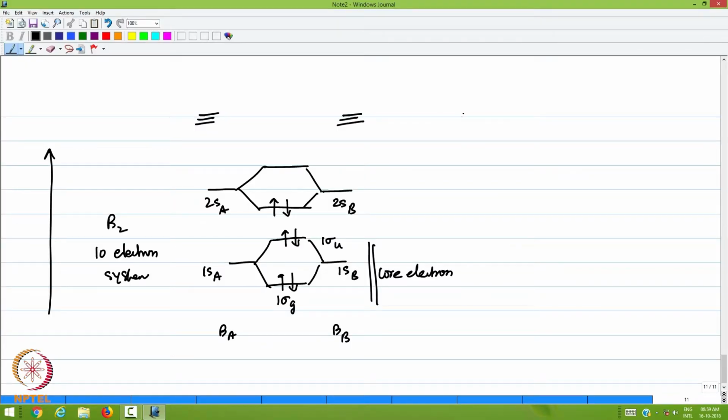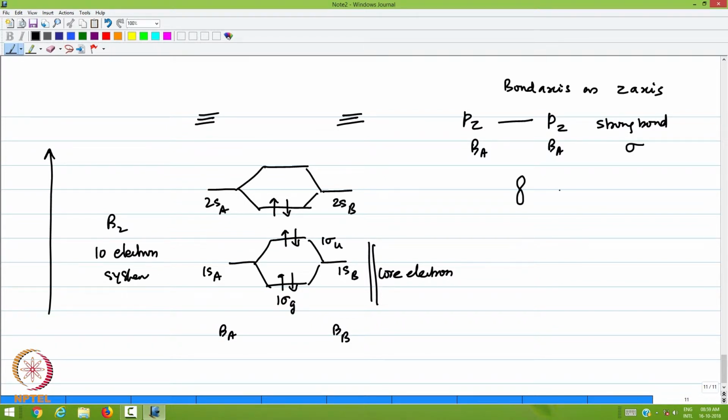Therefore, if we call the bond axis the z axis, then we have a pz of boron atom A and boron atom B forming a strong bond, and therefore we call this a sigma bond, because the overlap here is very strong, whereas the p orbitals which are perpendicular to the bond axis, these two are identical in nature.